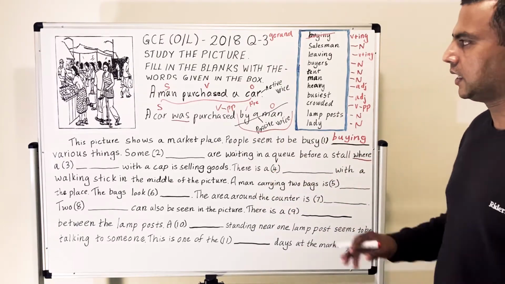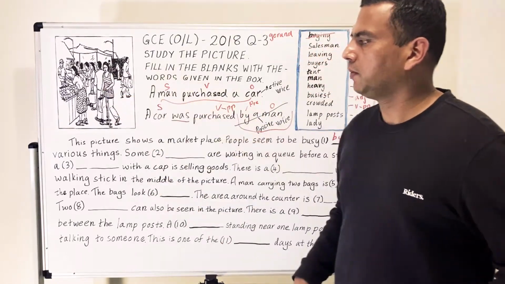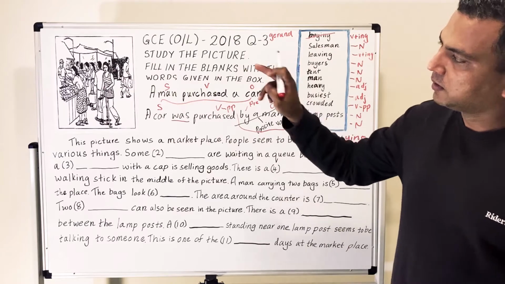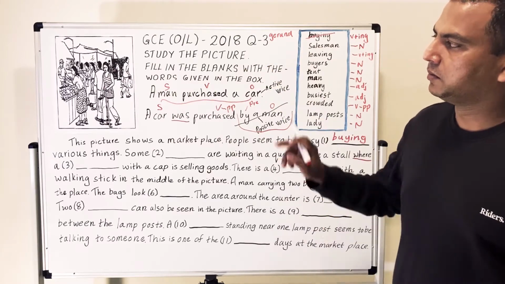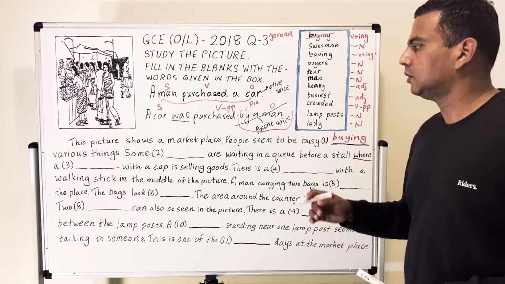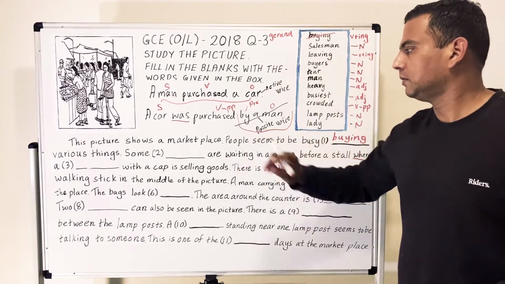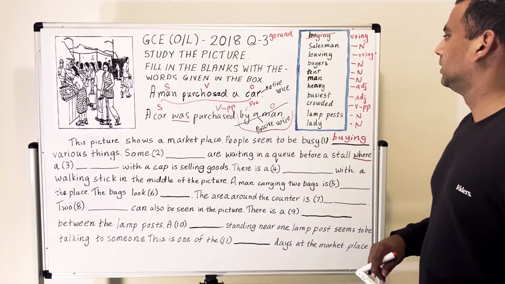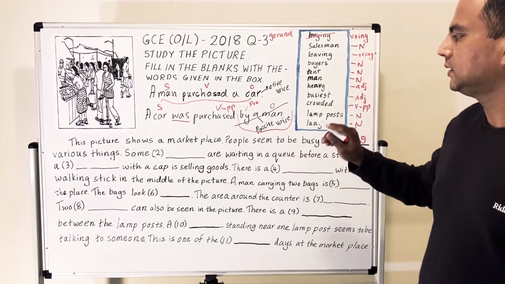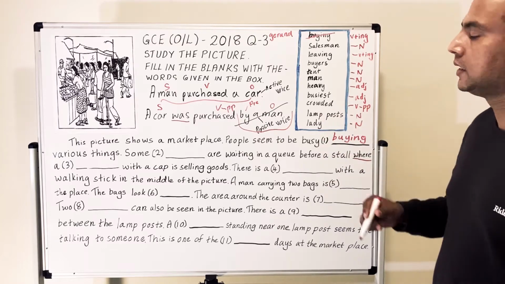Before a stall. As you can see here in the picture, there are people lined up in front of one of the sales people, just to buy stuff. Okay, so what is the word that should come in the blank? Let's look at this list of words. Here you have buyers. So who are waiting? Some buyers.